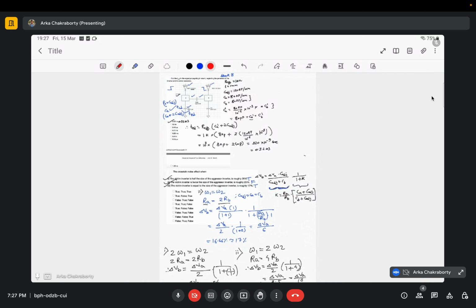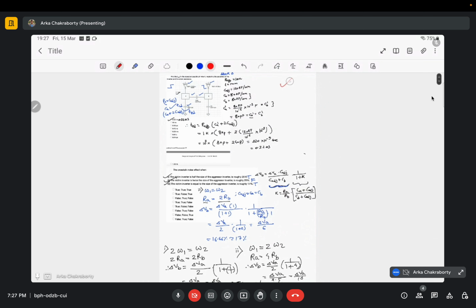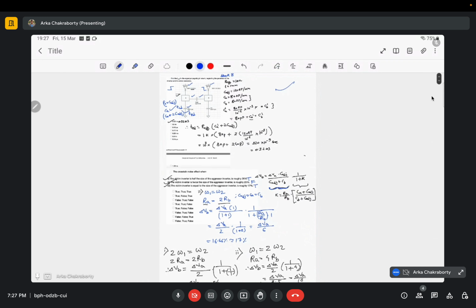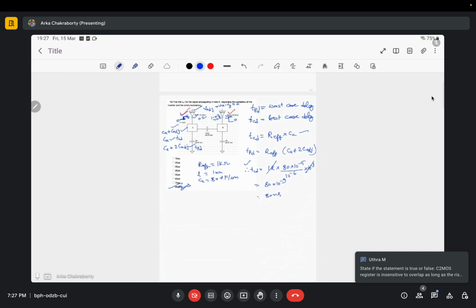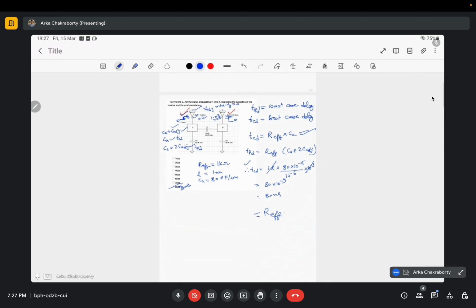See, question number 10 was regarding contamination delay, and question number 1 was regarding propagation delay. Here I have used 2C adjacent because I am calculating the propagation delay. In the last one, I have used contamination delay, so I have used all this formula. This is R effective into CA. I have not included this 2C adjacent. Simple.